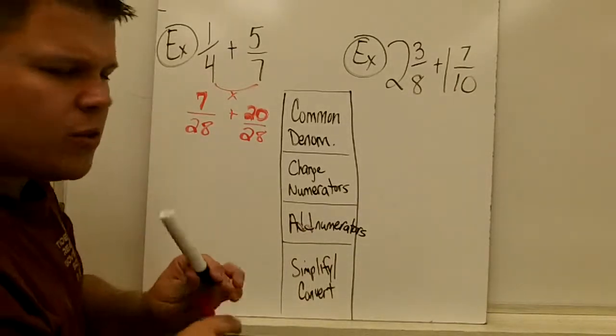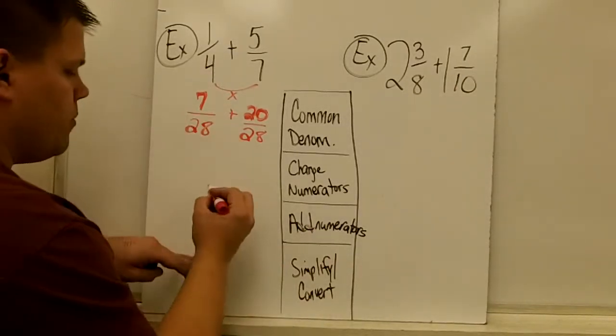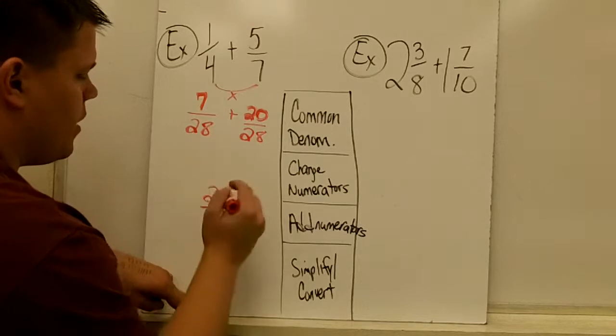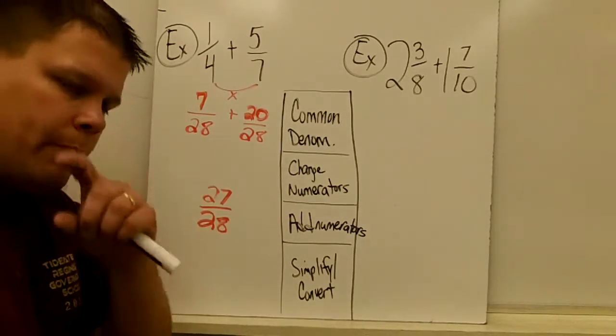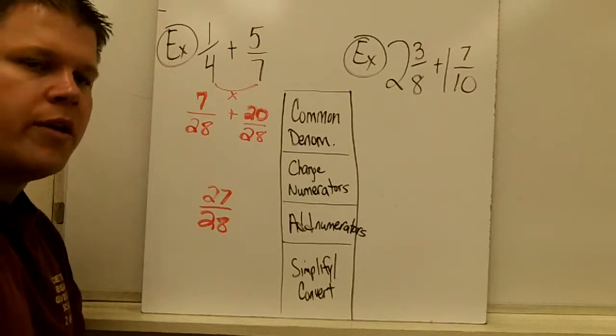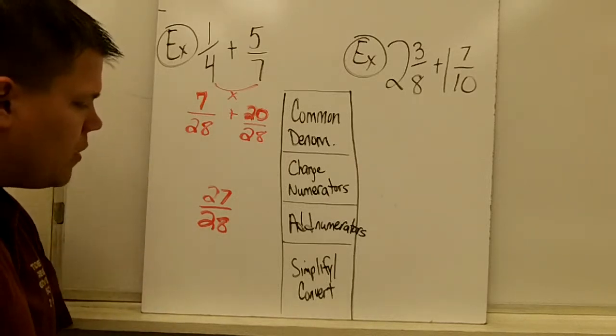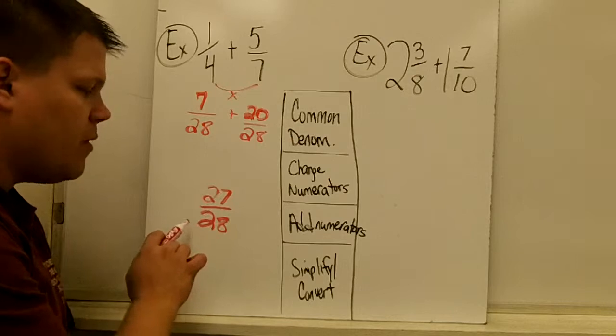A little bit off the board, but that's okay. 7 plus 20 is going to be 27, and my denominator stays the same. I don't add my denominators. Please don't do that. That's going to get you the wrong answer.